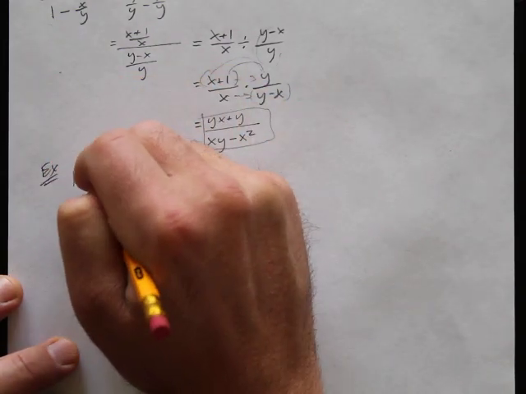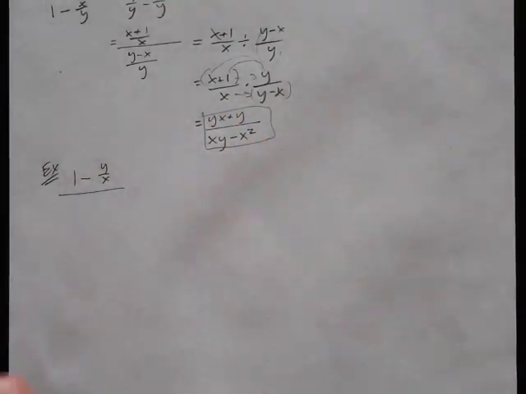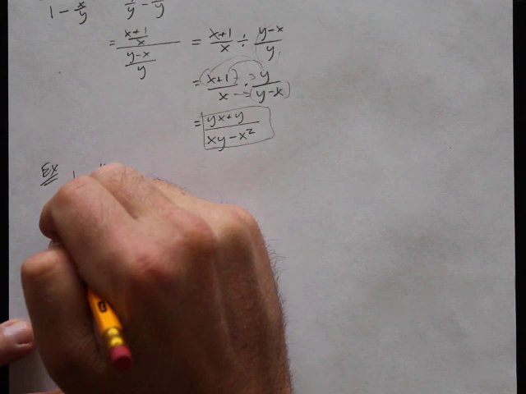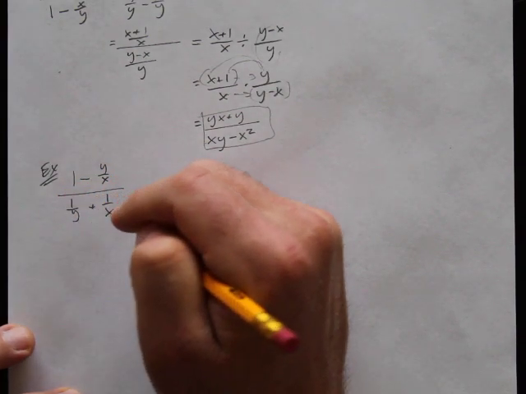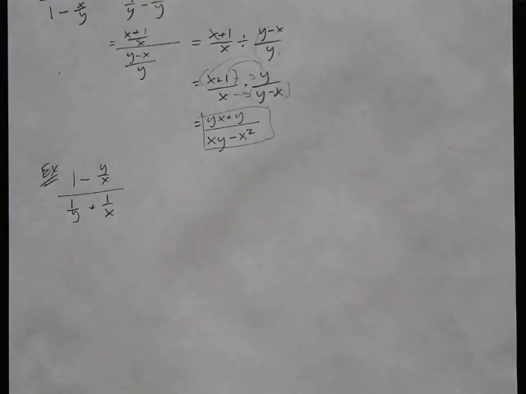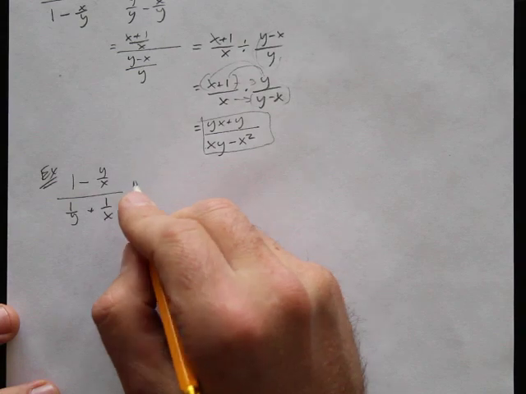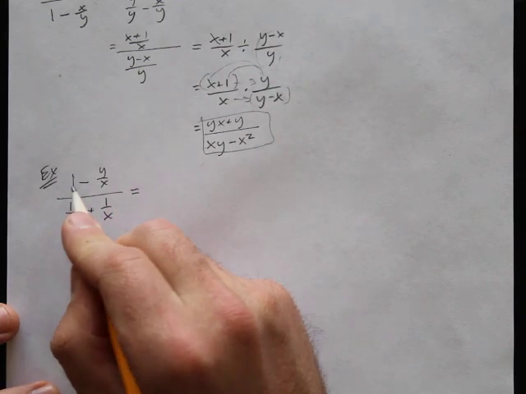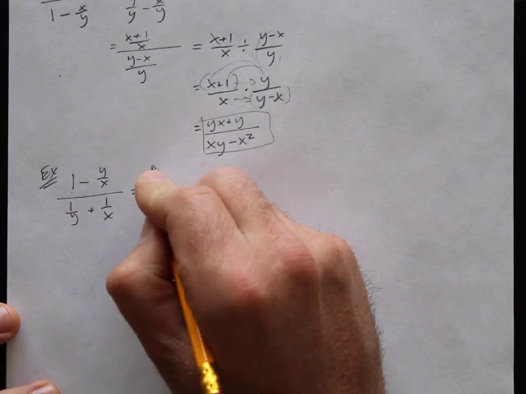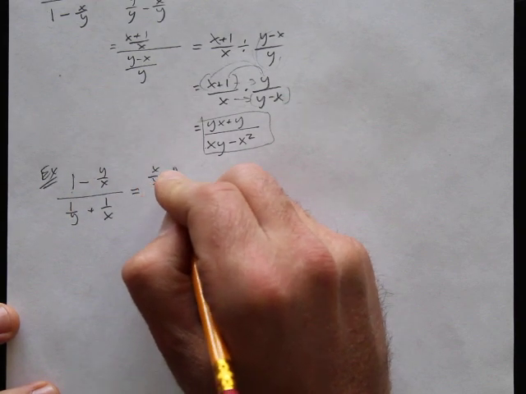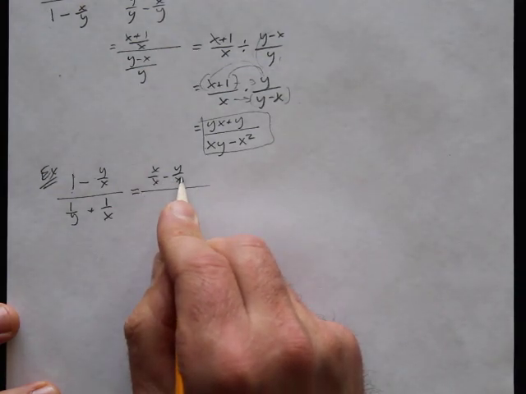1 minus y over x, all over 1 over y plus 1 over x. Okay, so I'm going to do the same idea, just take it nice and easy. I want a common denominator here, so 1 is x over x. X over x minus y over x. Now my numerator has a common denominator.